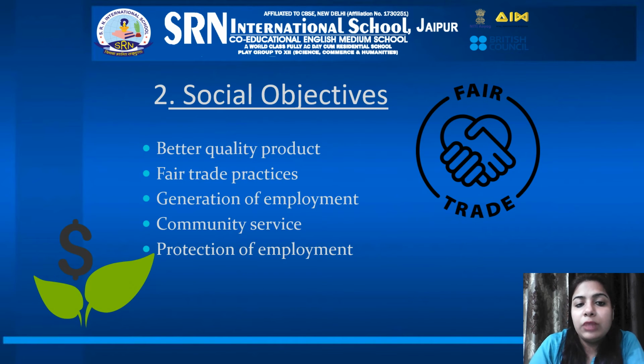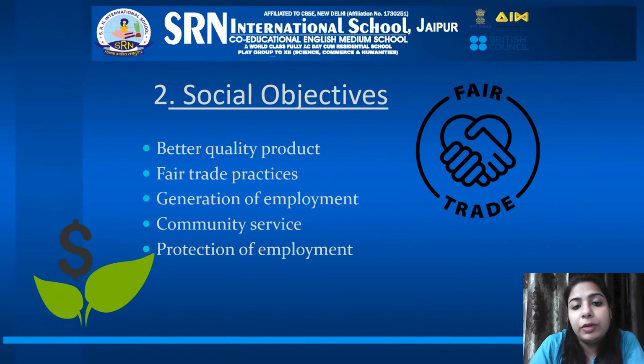Now we have already discussed the economic objective of a business. Now let us see some social objectives of a business. Why is it important to study the social objective? Because the business that you do is in a society, because you are a part of a society. So you need to give something back to your society also. Now what are you going to give to your society? A better quality product, fair trade practices. That means there should not be any adulteration or any kind of black marketing done by you.